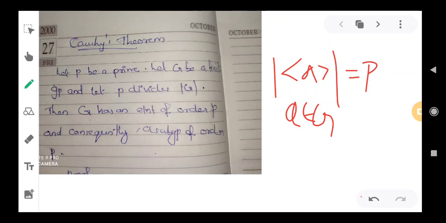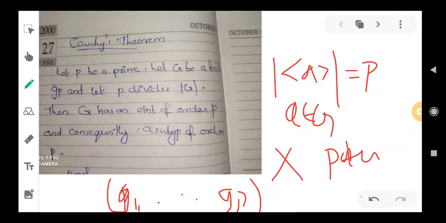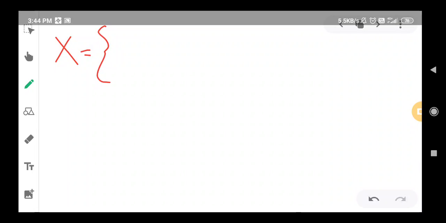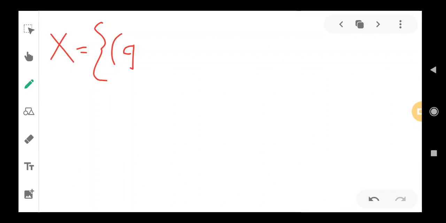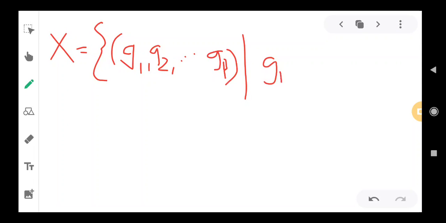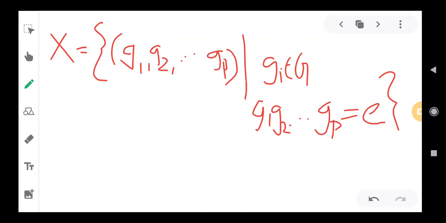So to prove this theorem, we are taking a set X of P-tuples. We take X as the set of all P-tuples (G1, G2, etc., Gp) such that each Gi is an element of G, for i equal to 1 to P, and their product G1 G2 ... Gp is equal to the identity element E in G. This is the set X.